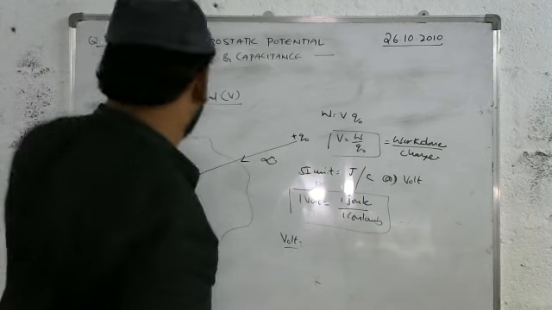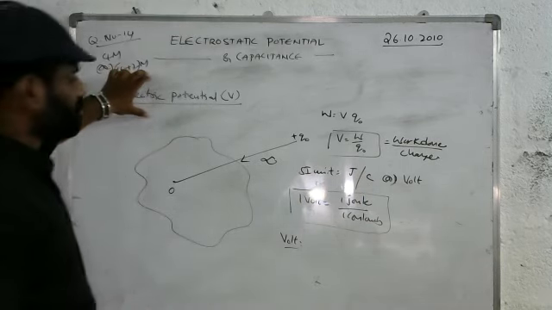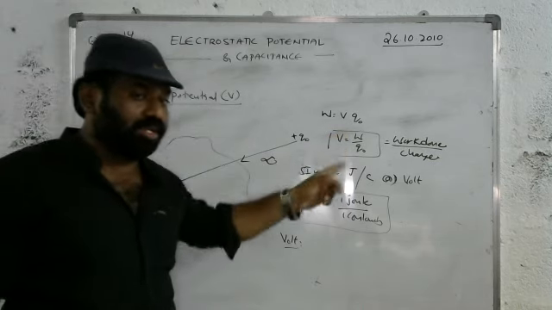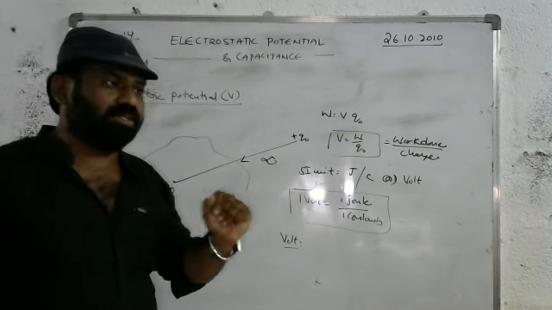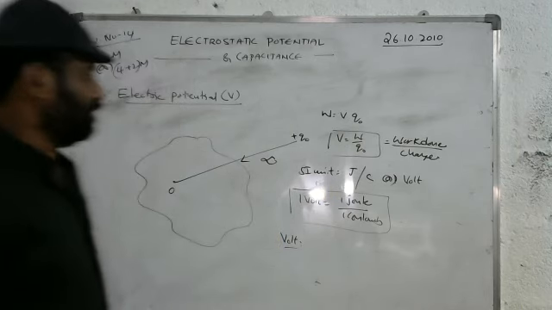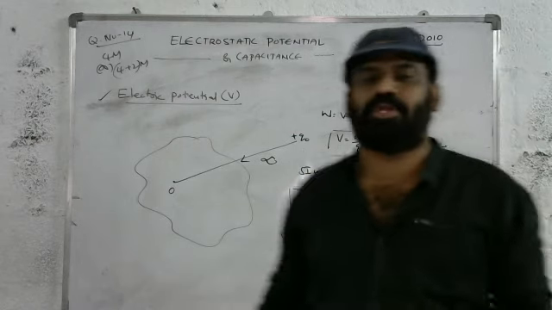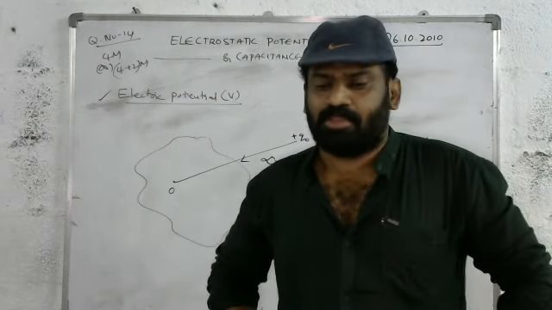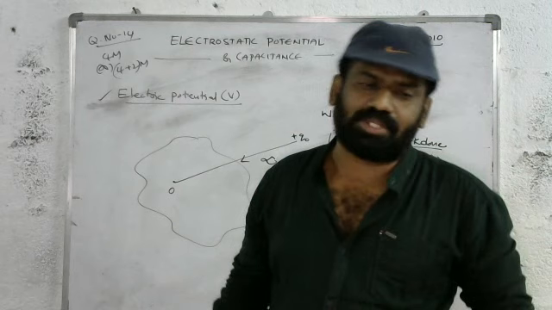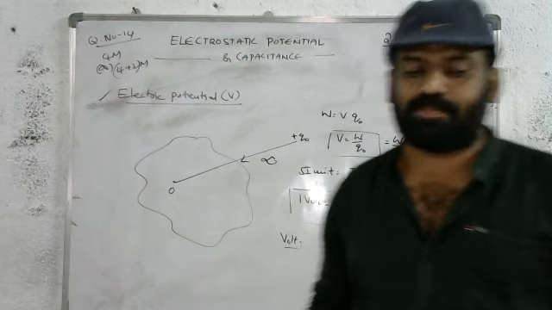Clear? So what is the first thing you have to learn? What is the electric potential? The definition of the electric potential is the work done to bring a unit positive test charge from infinity to a point in the field. V is equal to W by Q naught. What is the SI unit for the electric potential? Potential can be measured in volt. Volt is the SI unit.